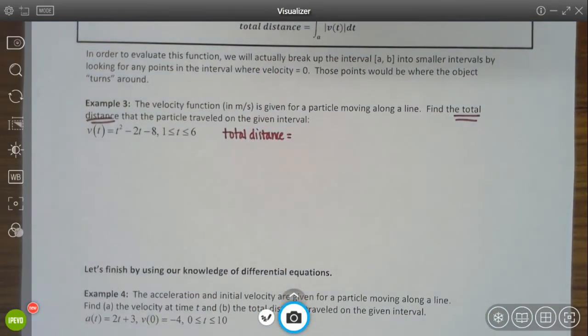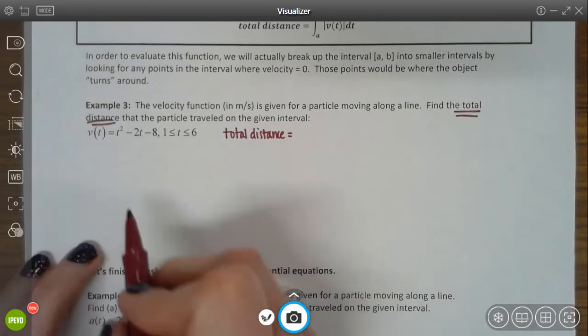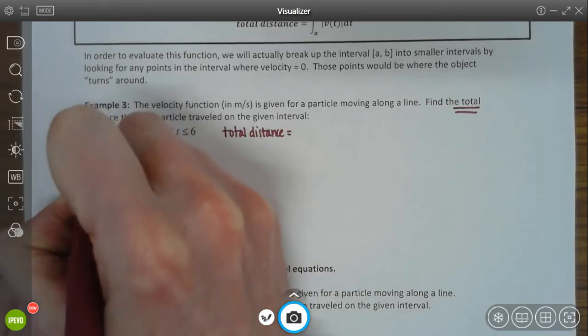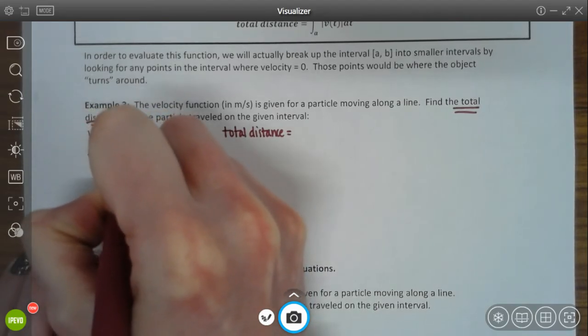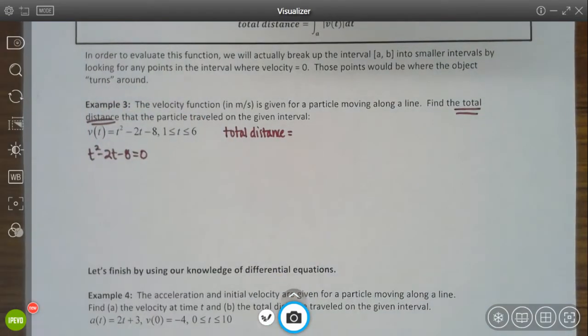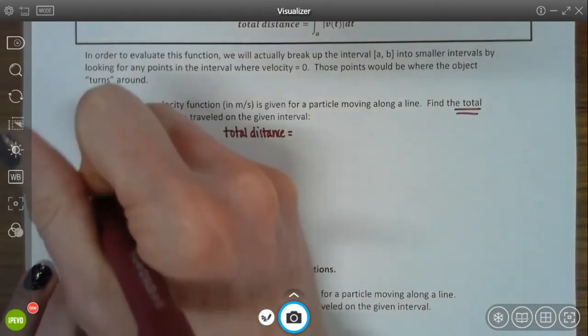So what I want to do to find my total distance is first figure out where my velocity equaled 0 so I can start breaking up that interval from 1 to 6. So I'm going to take my velocity function, I'm going to set it equal to 0. I'm going to solve this quadratic. You can solve it by factoring, quadratic formula, graphing.